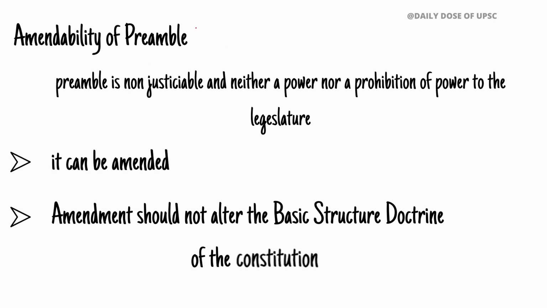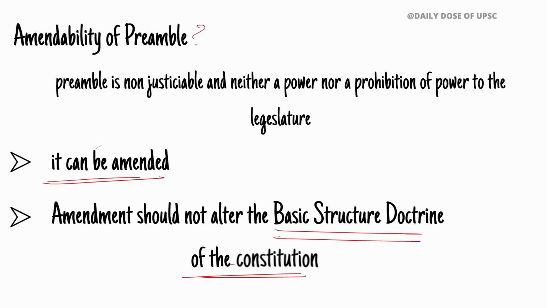The common question here is the amendability of the preamble. Yes, it can be amended, but it should not alter the basic structure of the Constitution. The preamble is non-justiciable and is neither a source of power nor a prohibition of power to the legislature. Non-justiciable means we cannot approach any court if it is violated. And it is not prohibiting any power given in our Constitution. It is just a summary of our Constitution.